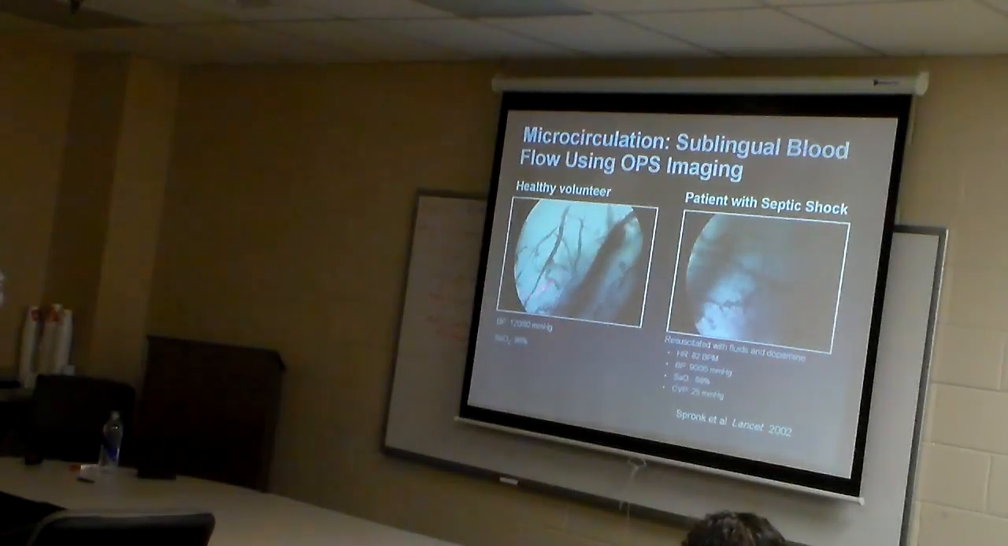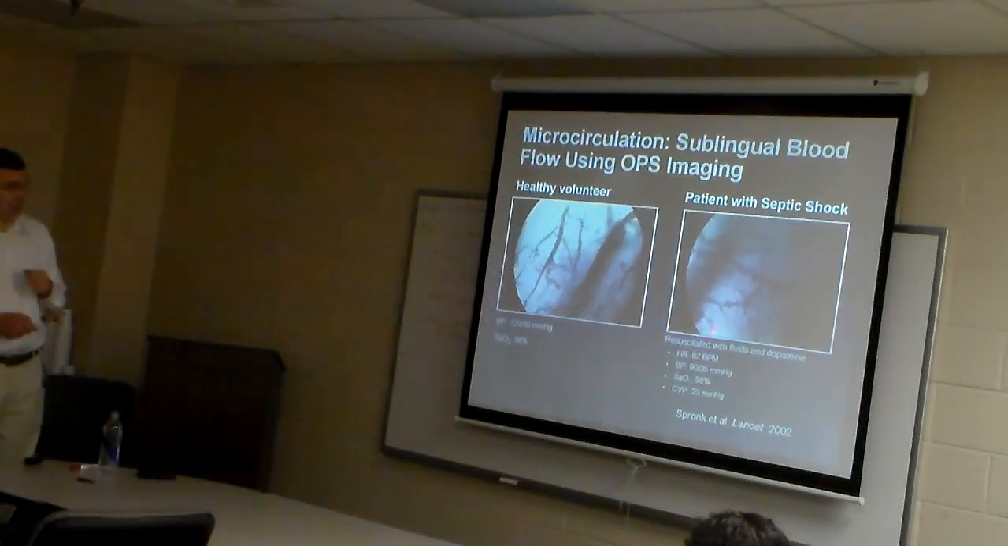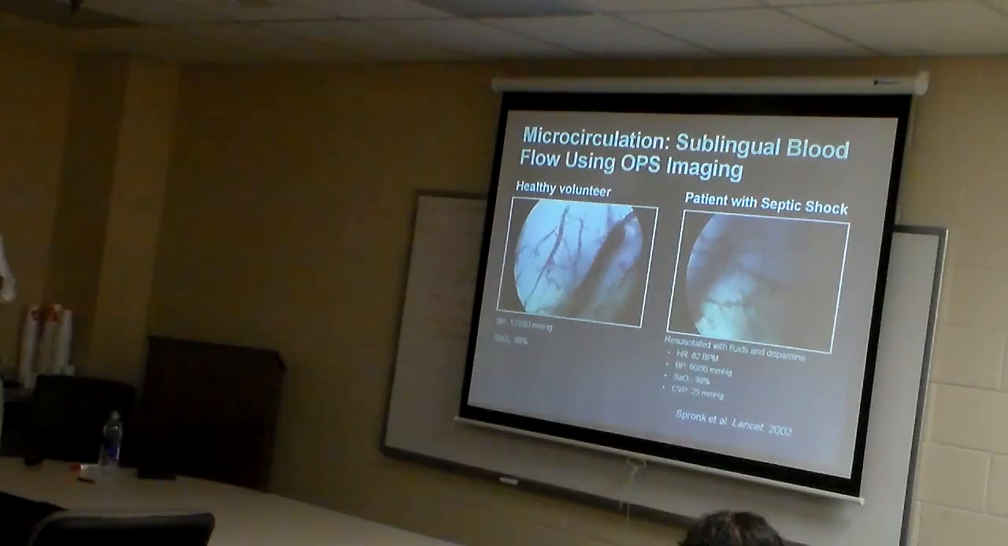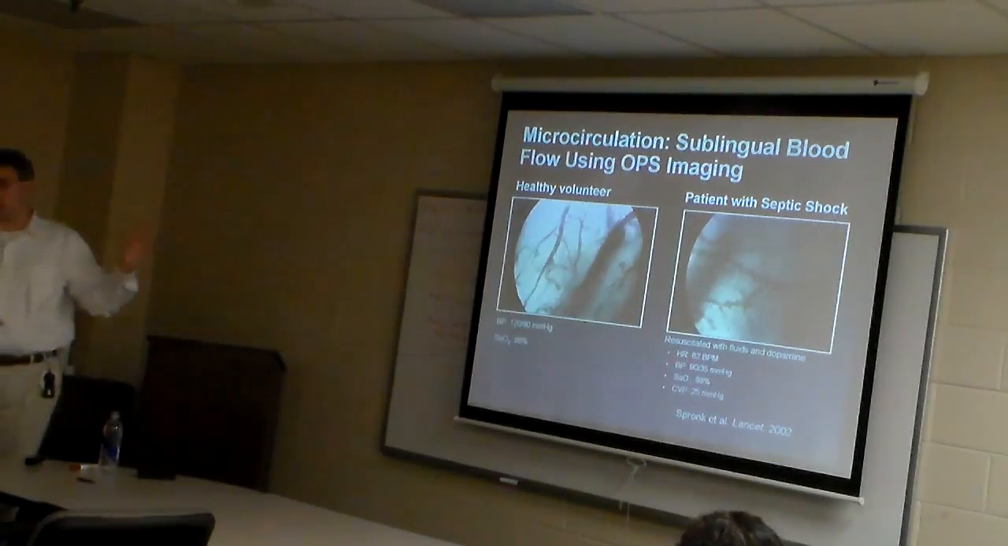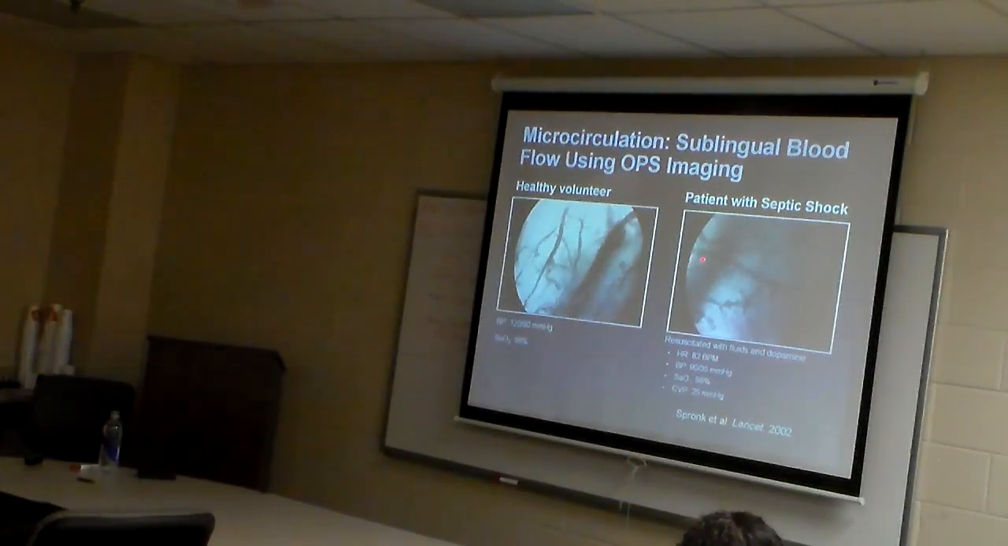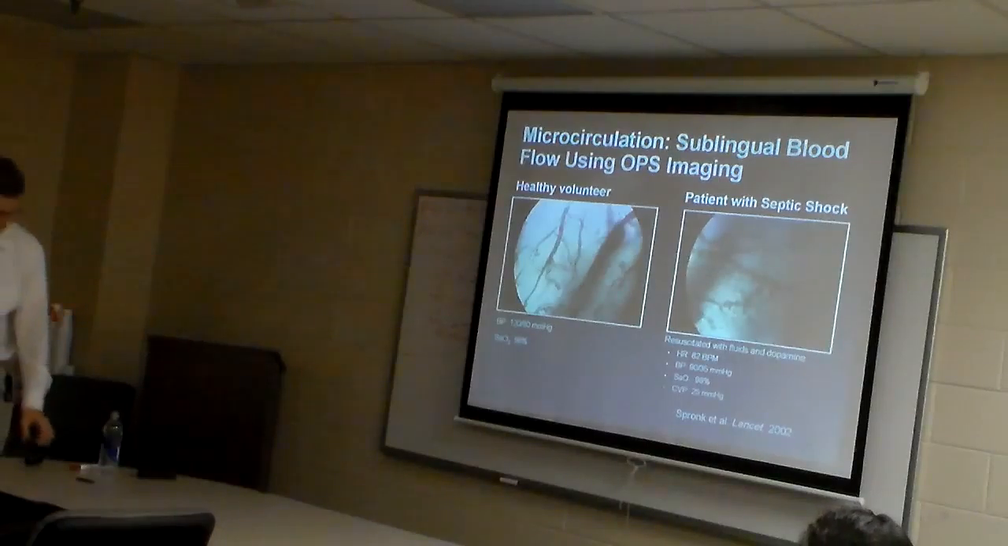So here is a healthy volunteer; this is sublingual microcirculatory blood flow using a microscopic type image. These are healthy volunteers here, and this is a patient who meets that criteria for microcirculatory failure. So you can see here significant endothelial damage and dysfunction. And if you looked at their hemodynamics, it would make sense.